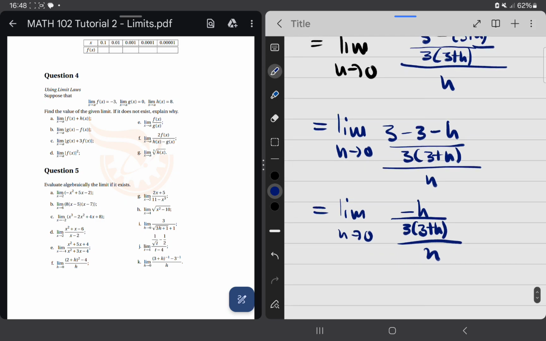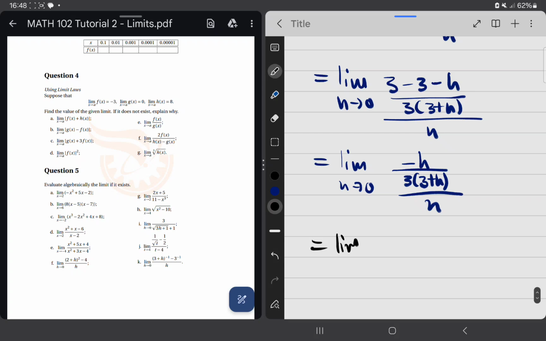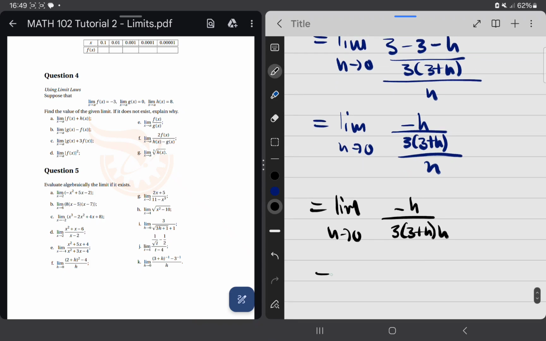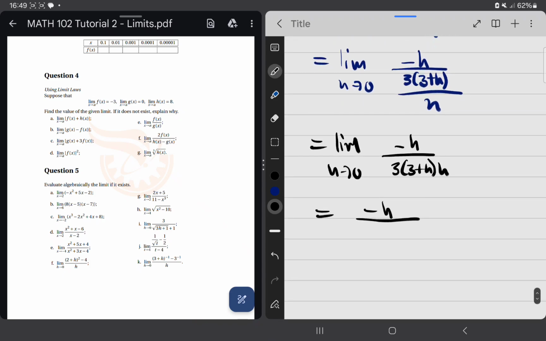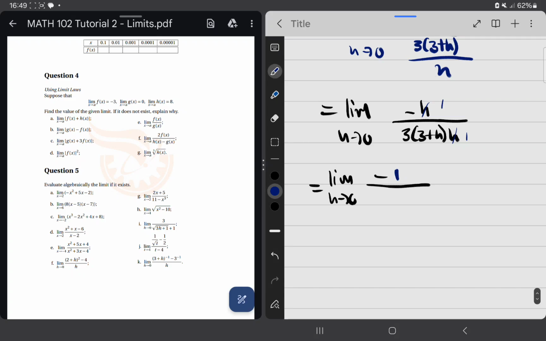Now if you have two denominators, this one and this one, just multiply the denominators by each other. So it's going to be the limit as h goes to 0 of negative h all over 3 multiplying 3 plus h multiplying h. When I multiply like this, h goes into h, it's 1, into negative h it's negative 1. So you end up having minus 1 over 3 multiplying 3 plus h.